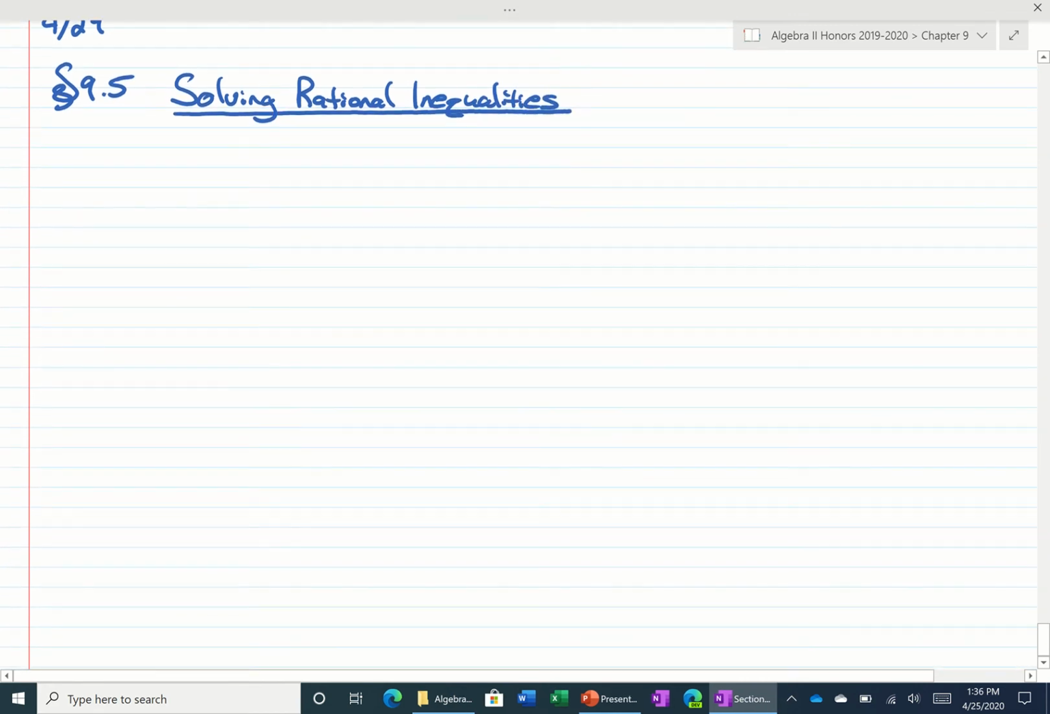And section 9.5, what we're going to be doing is solving rational inequalities. Okay. Now, when we're solving rational inequalities, it's going to be similar to how we solved radical inequalities. So let's take a look at an example.